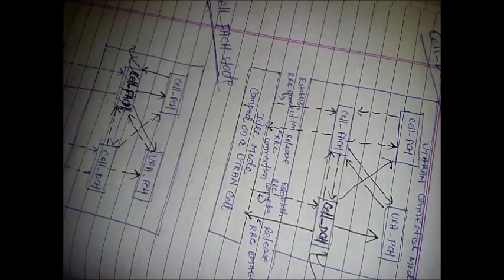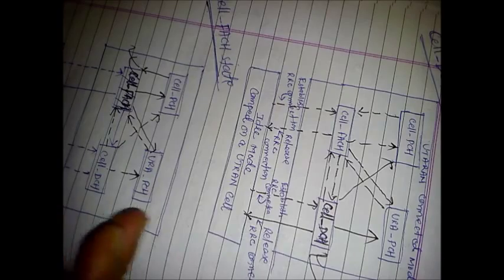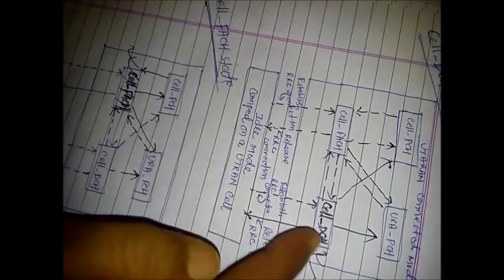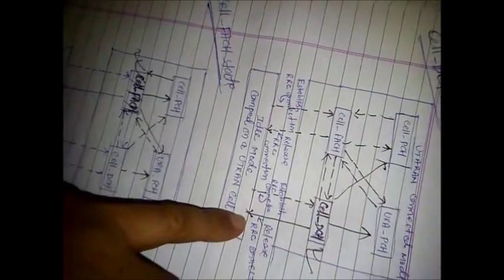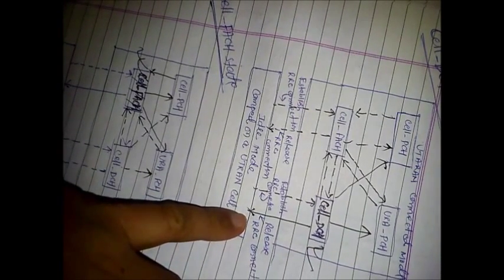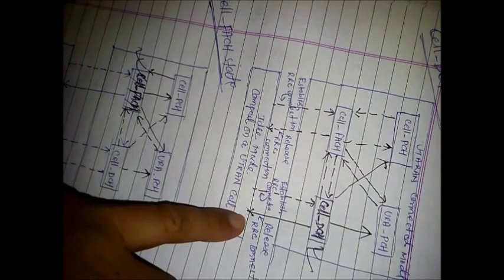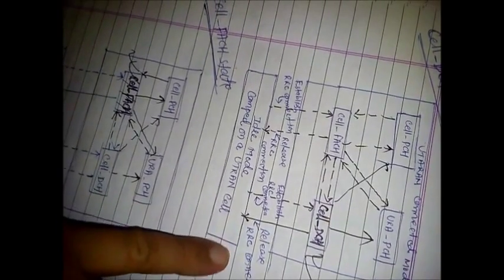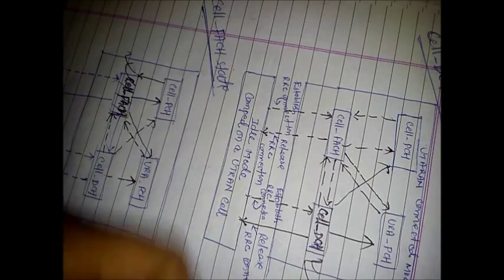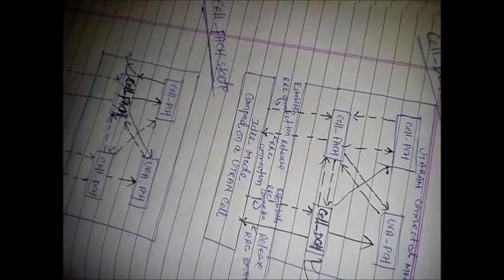The cell DCH state can be entered directly from idle mode when the RRC connection is established, and also from the cell FACH state. When a dedicated physical channel is allocated, the UE moves from cell FACH to cell DCH state.